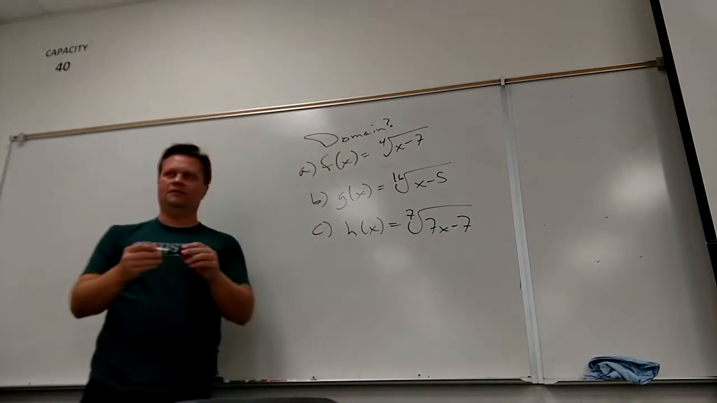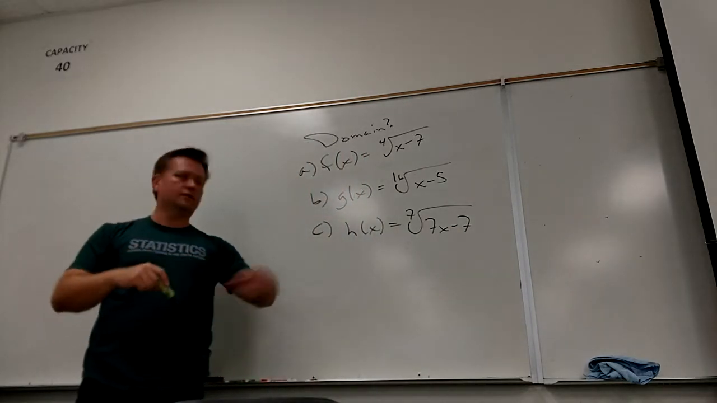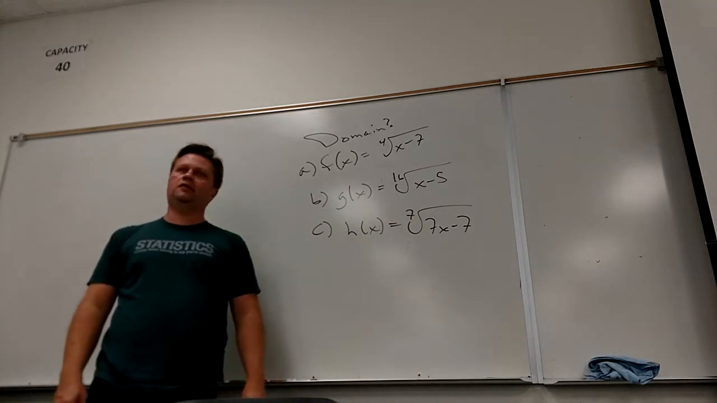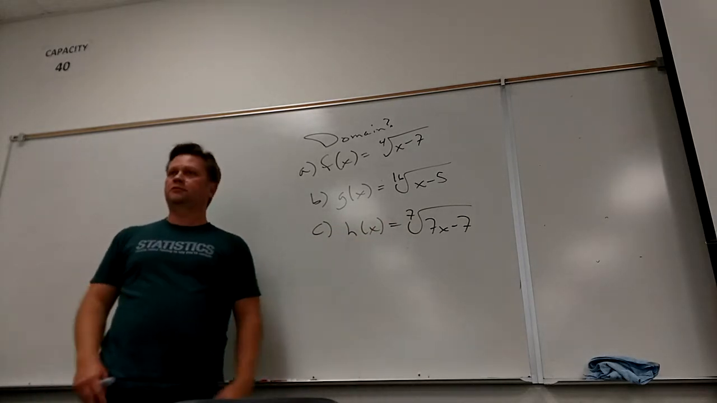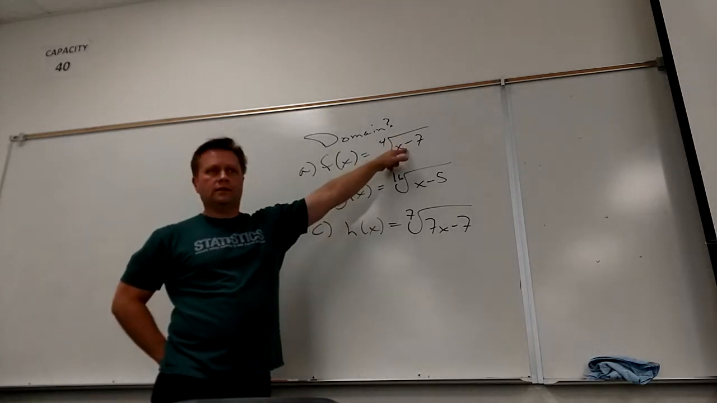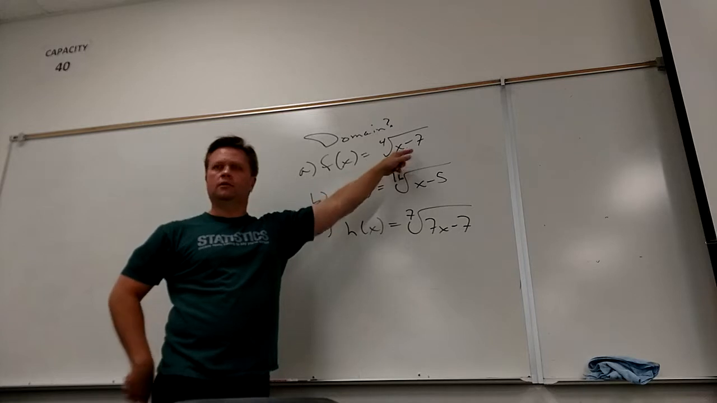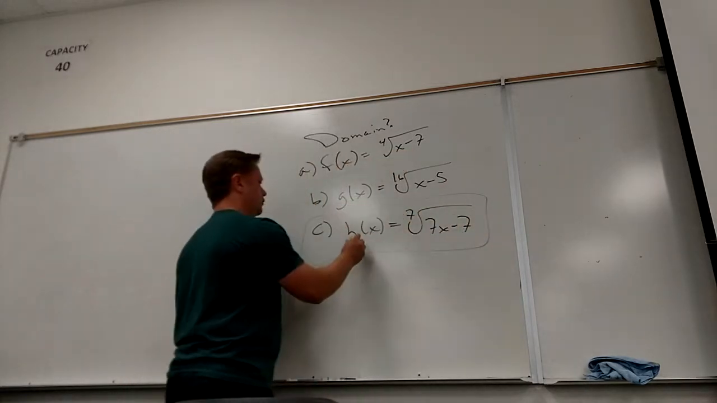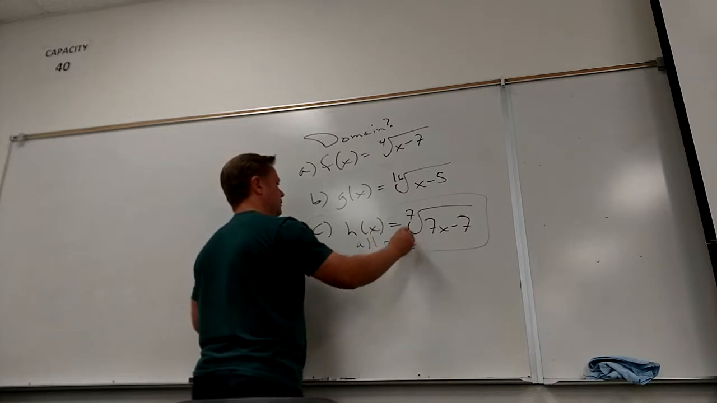Yeah, because it's an odd root. Odd roots are cool with negatives and positives, which is everything, and 0. These guys can only handle positive or 0 input, right? So how would you figure out this guy? This guy's domain is all reals, just because he's an odd root.